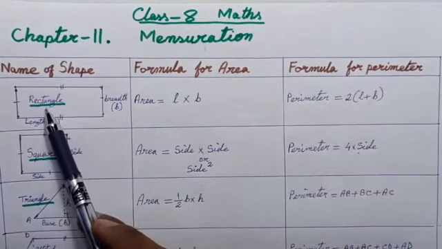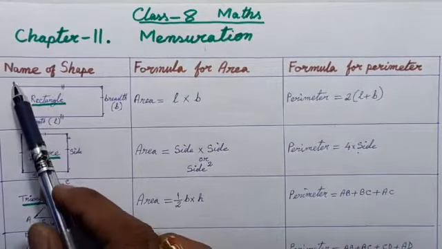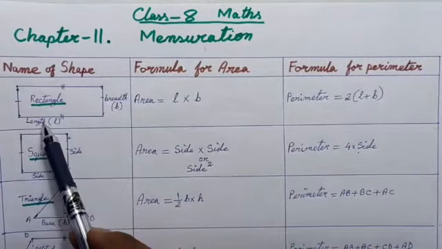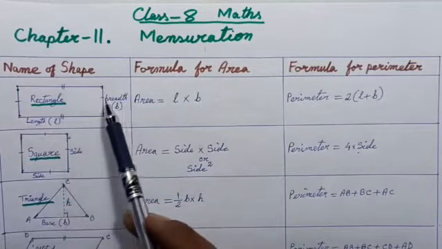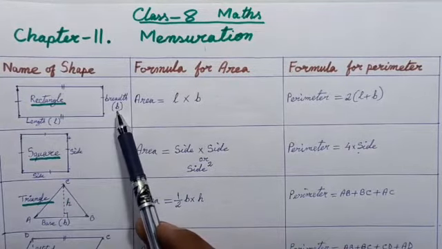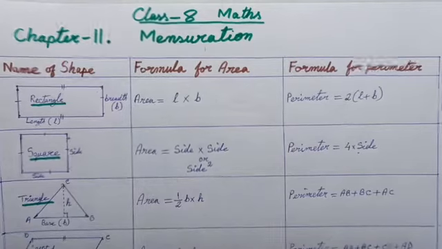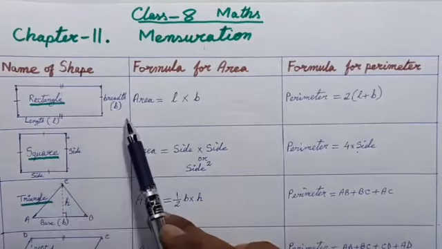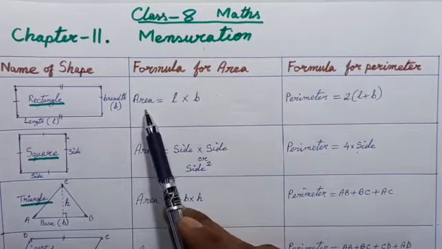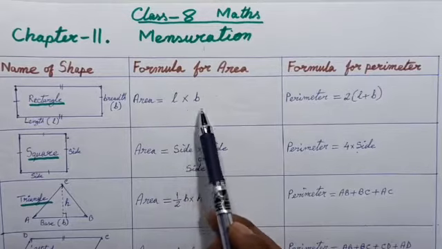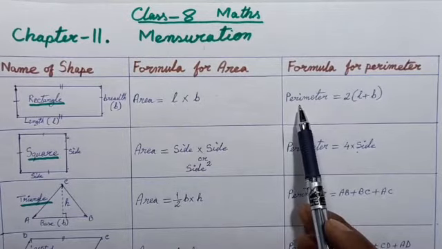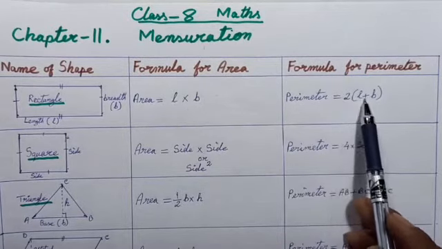Rectangle. The shape of the rectangle is like that. Length is represented by L, breadth is represented by B. The formula to find out area of a rectangle is length into breadth. And the formula to find out perimeter is 2 times of (length plus breadth).